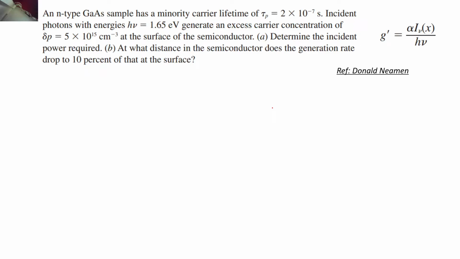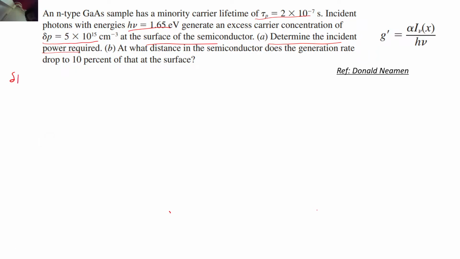So now coming to the next question. What they have given is an n-type gallium arsenide sample and the minority carrier lifetime has been given. Each incident photon has the energy of 1.65 eV, right? And they are generating an excess carrier concentration of Δp equal to 5 × 10^15, and that too at the surface of the semiconductor, right? Now they are asking to determine the incident power required. So it is just a reverse question. They are just asking to calculate the power, and they have given everything that we wanted.